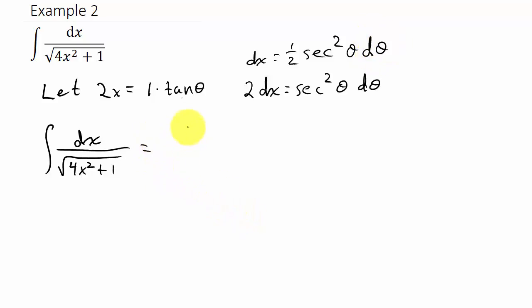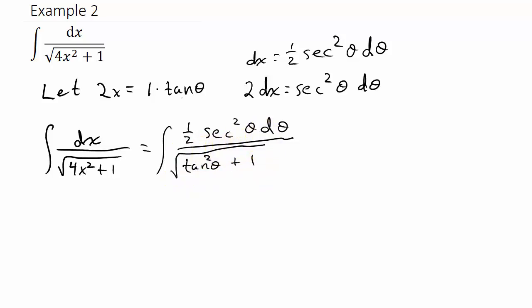Substituting this in for dx, we have 1/2 secant squared theta d theta over, and in the place of 2x, we're going to put tangent theta. So that's going to be the square root of tangent squared theta plus 1. Hopefully you see how we get the tangent squared, because remember, this 4x squared is 2x squared, and we took 1 tangent theta, or just tangent theta, and put that in for 2x. That's where the tangent squared comes from.